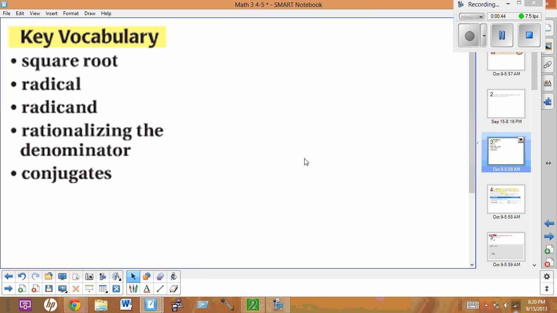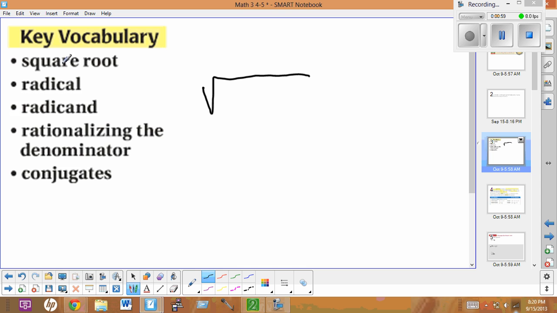Okay, let's look at some key vocabulary, and bear with me, I'm writing with a tablet and I'm doing my best, so here we go. First of all, let's take a look at this symbol. We've known this to be called the square root for a long time, but it's essentially called the radical. So from now on, we're going to refer to this as our radical sign. Radicals usually have a number sitting up here that is referred to as the index. So that is our index.